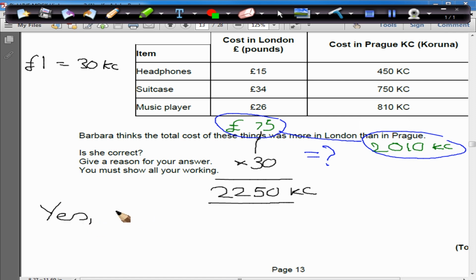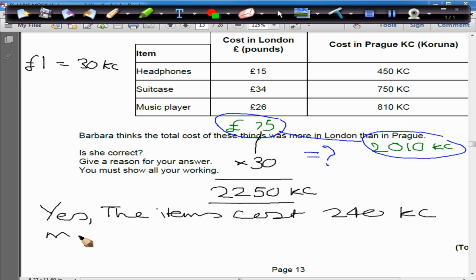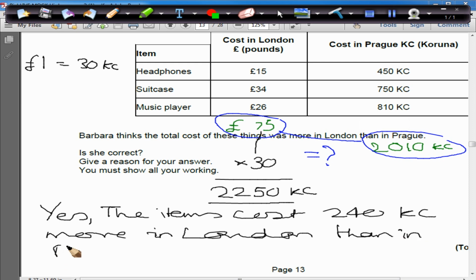Yes. How much was the extra by? So 2,250 minus 2,010 will give us what? 240. So yes, the items cost 240 kronas more in London than in Prague. So we're given an explanation, we got the calculation all there to back us up. And that's lovely.